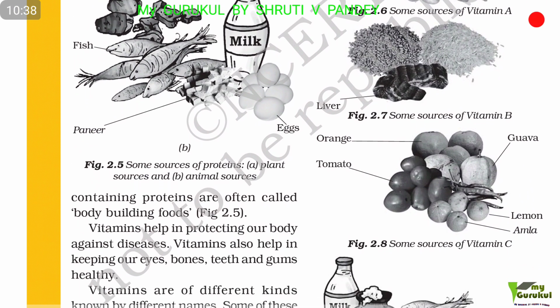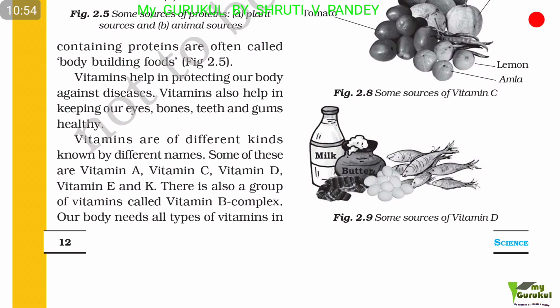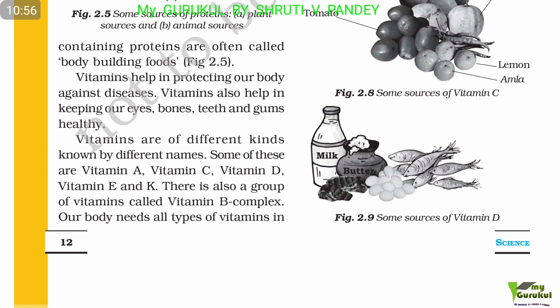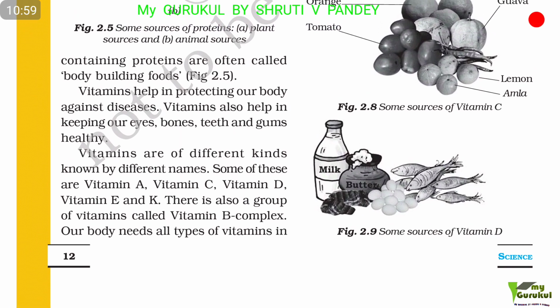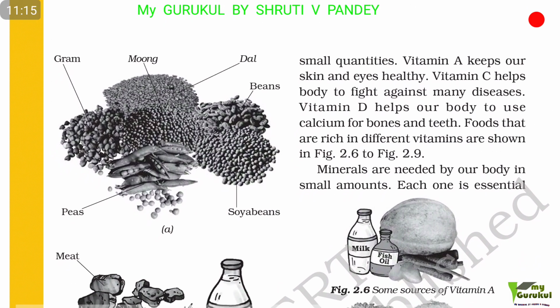Vitamins help in protecting our body against diseases. Vitamins also help in keeping our eyes, bones, teeth and gums healthy. Vitamins are of different kinds, with different names. Some of these are vitamin A, vitamin C, vitamin D, vitamin E and K. There is also a group of vitamins called vitamin B complex. Our body needs all types of vitamins in small quantities.